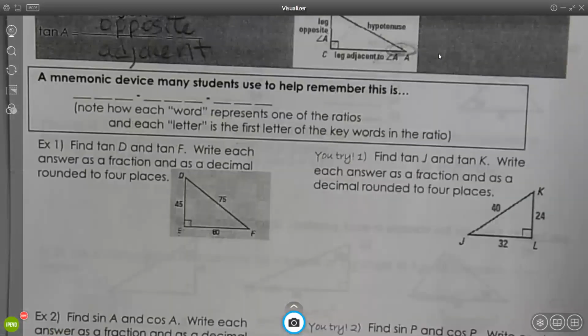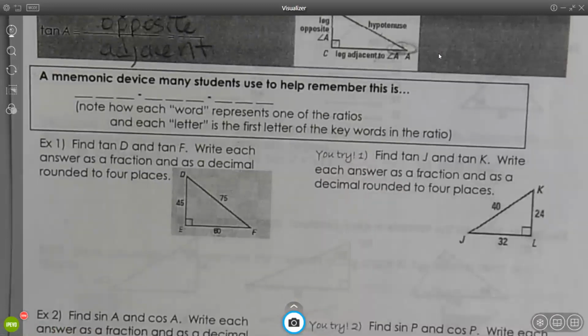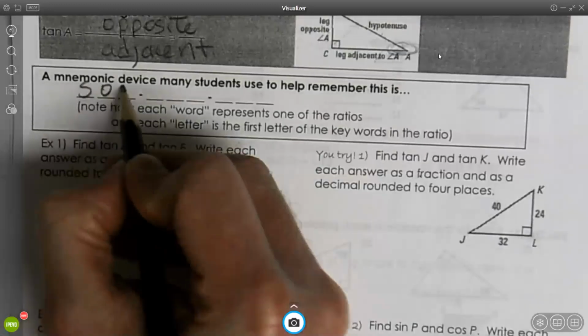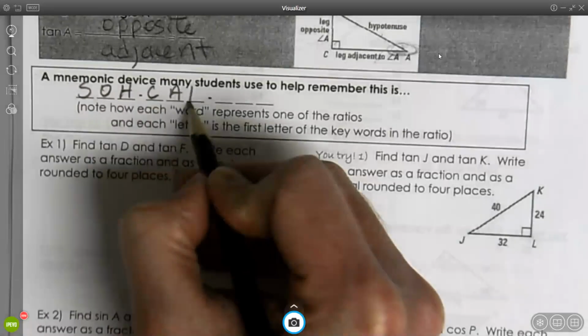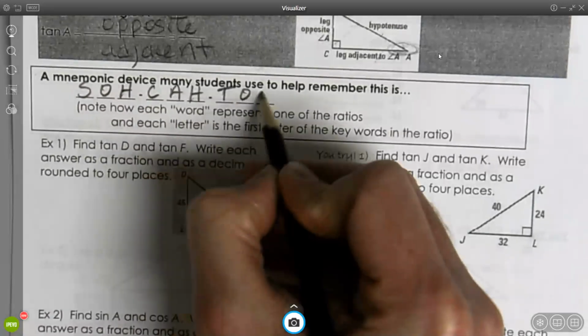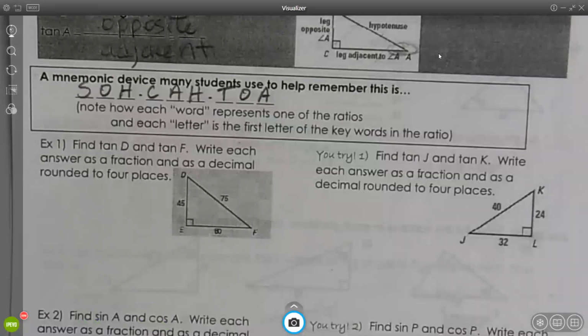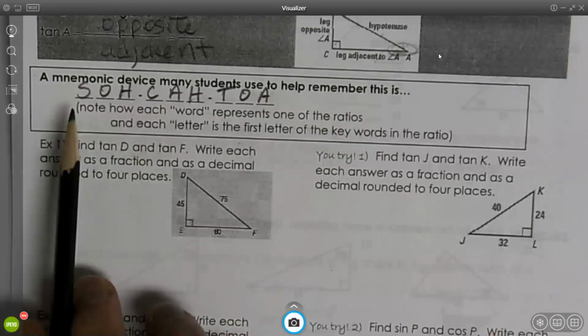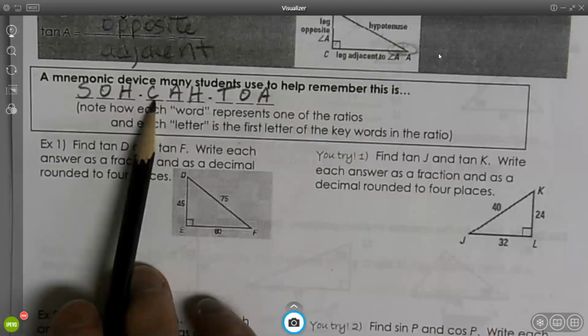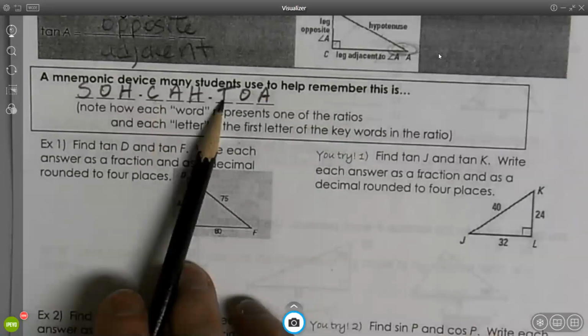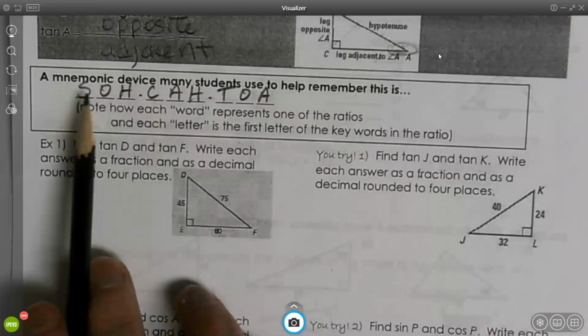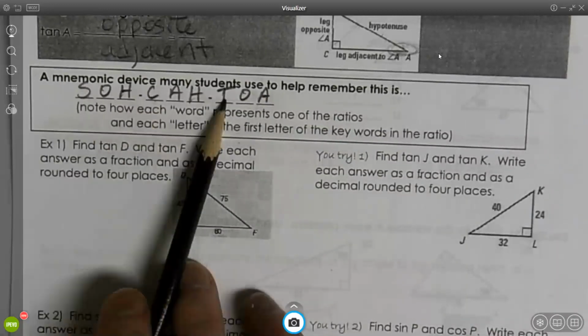A way for us to remember what the ratios are, what is the ratio for sine or cosine or tangent, is a common one called SOHCAHTOA. The S in SOHCAHTOA stands for sine. The C stands for cosine, and the T stands for tangent. So there's your sine, your cosine, and your tangent. And then the O and the H.